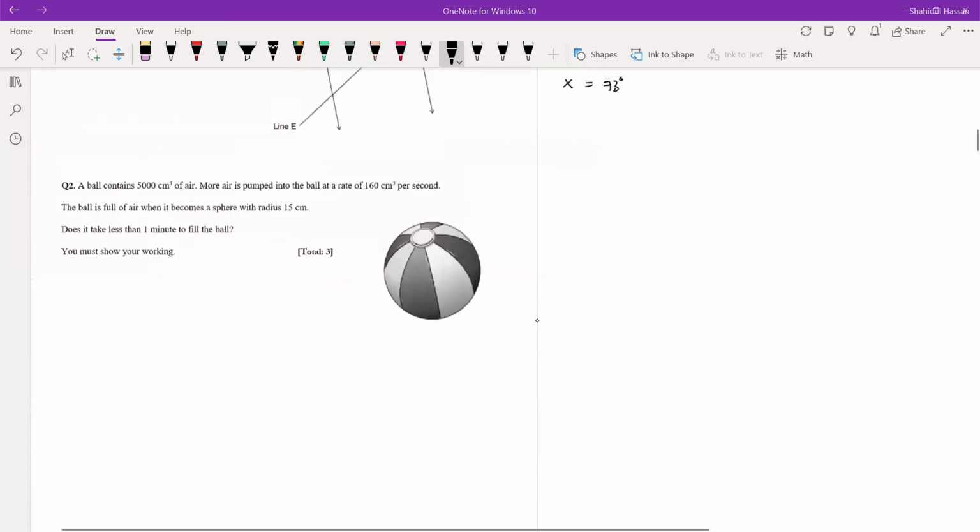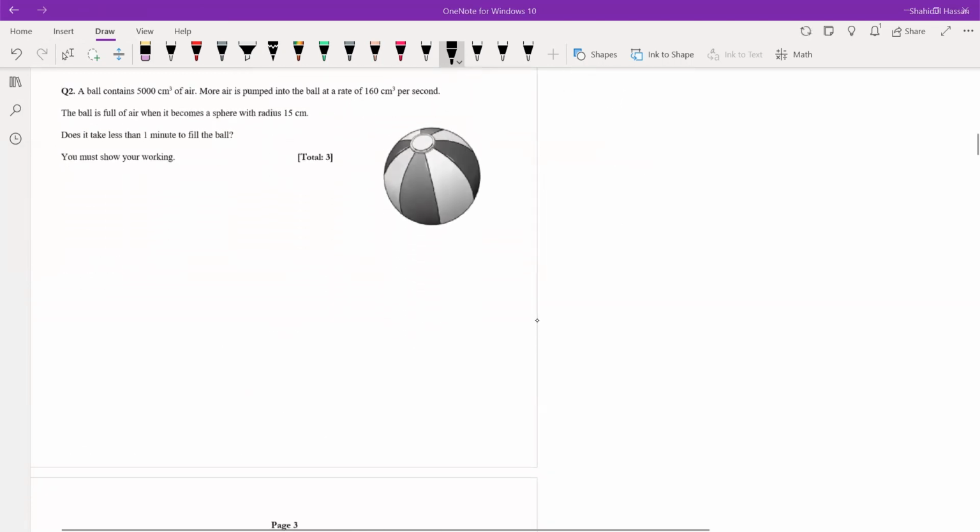The next question says we have a ball that contains 5000 centimeter cube of air. You pump some more air into the ball at a rate of 160 centimeter cube per second. The ball is full of air when it becomes a sphere with radius 15 centimeter. If the radius is 15 centimeter, then the ball is full of air. Does it take less than 1 minute to fill the ball? You must show your working.